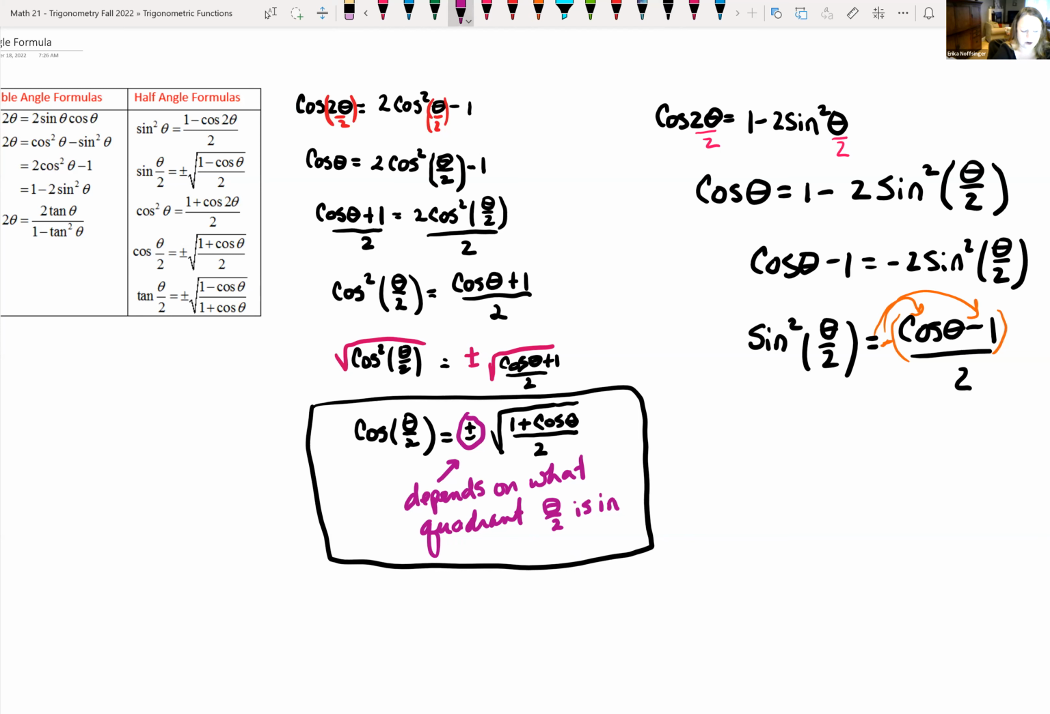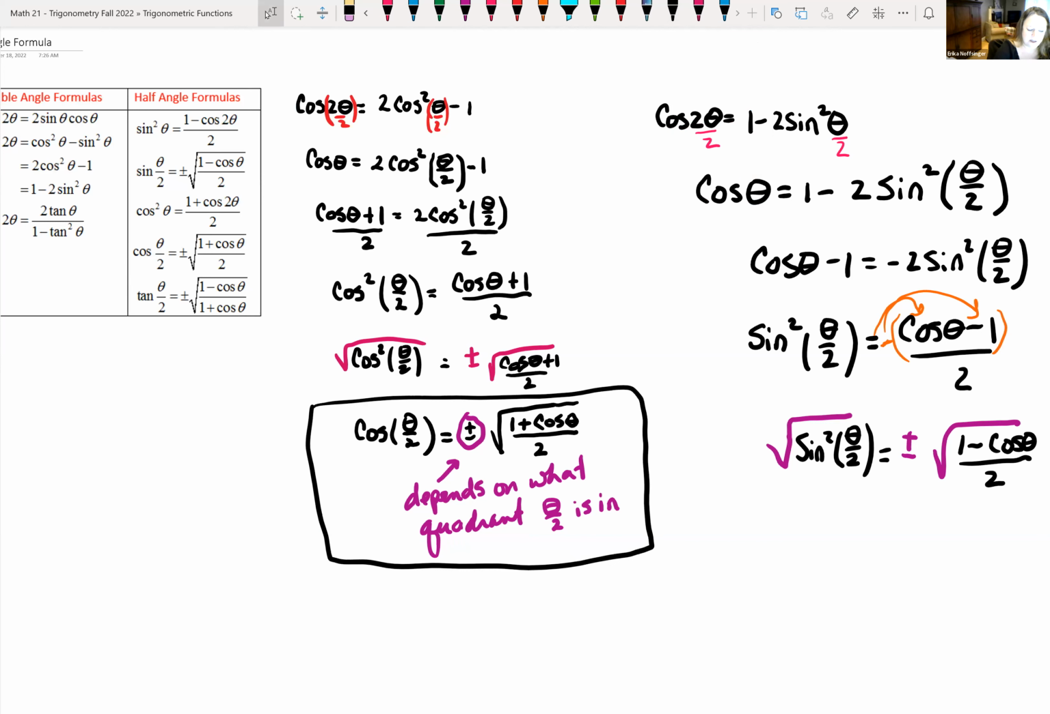Then we're going to take the square root of both sides. So we have the square root of sine squared theta divided by 2 is equal to plus or minus, and this is now negative cosine theta plus 1. I'm going to rewrite the order: it's 1 minus cosine theta all over 2. Again, the plus or minus has to do with which quadrant our half angle is falling in.